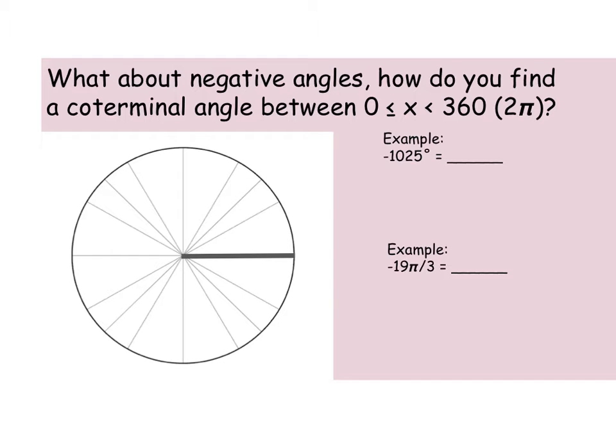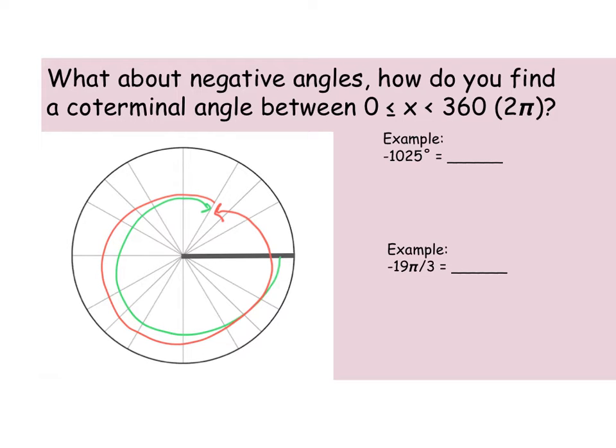Okay, now we're going to look at what to do if we have a coterminal angle that is negative. Well, it's very similar to if it's positive. The only difference is that when we go around the circle, if we go around to like this one here, we're just going in the other direction. So to undo that, instead of subtracting 360, I'm going to add 360.